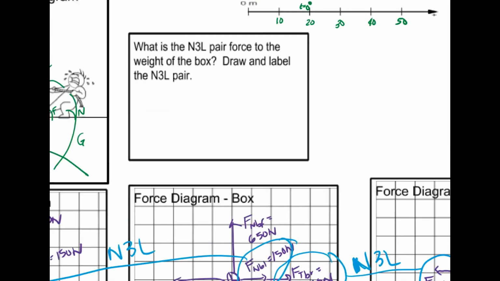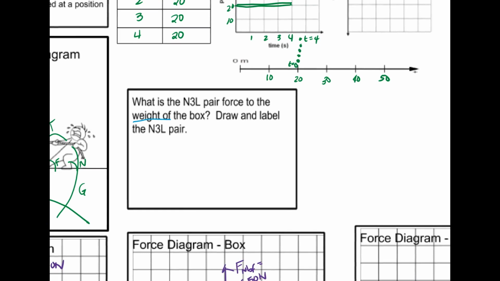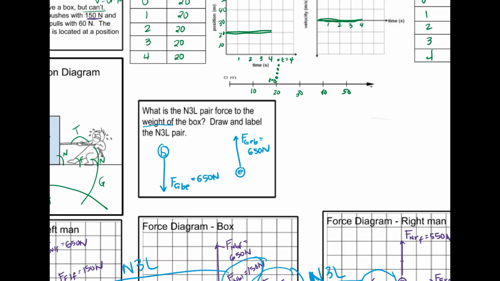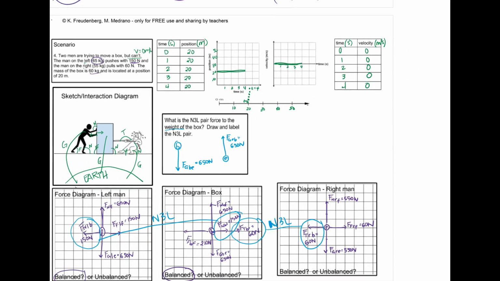Alright, now, weight of the box means force of gravity. Okay, so here's the box. It has a force of gravity with the Earth that is 650 newtons. And the Earth is being pulled up by the box also at 650 newtons. All right, and so then that is the end for scenario number 4.